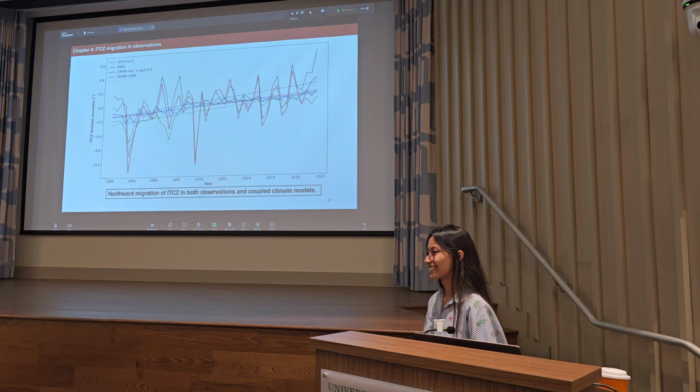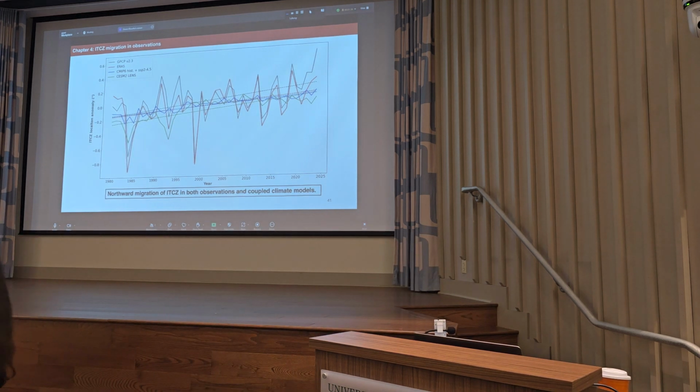Follow-up question. Do you think there's some connection between chapter 1 and chapter 4, where in chapter 1 you show a La Nina-like pattern change, and in chapter 4 maybe there's some connection with ENSO? Maybe ENSO is driving this northward shift. Or maybe there's a more El Nino-like pattern that drives a southward shift, or La Nina-like maybe.